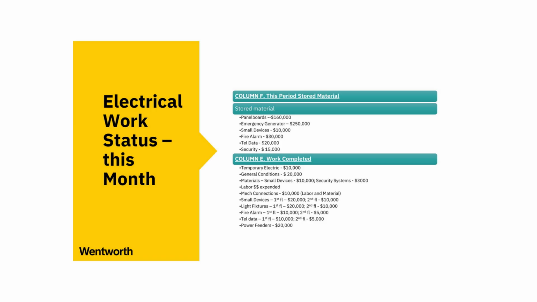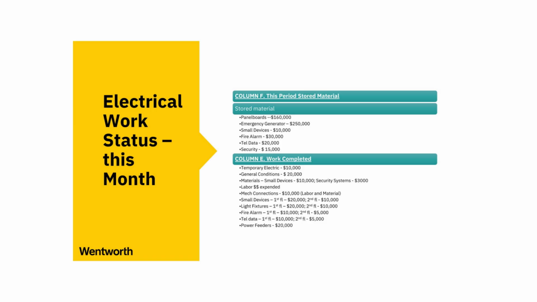This document shows the work completed by the electrical subcontractor this month. It lists both labor and material progress for every part of the electrical scope: temporary power, lighting, fire alarm, telecom, security, and more. You'll use these numbers to fill out the continuation sheet, also called the schedule of values.